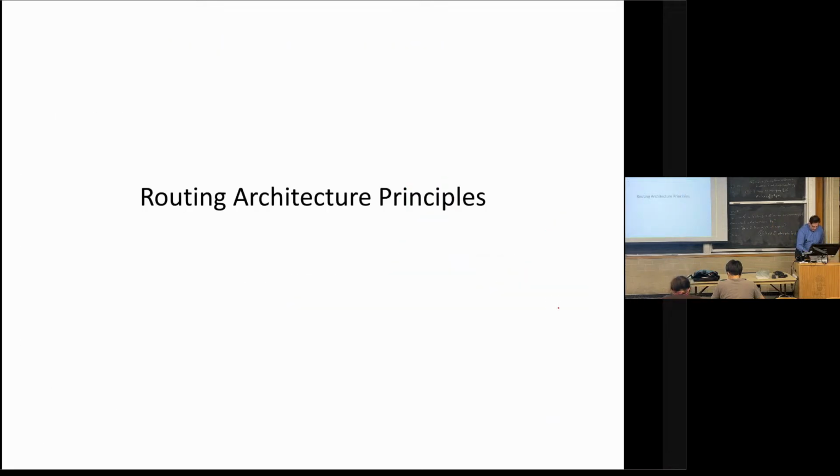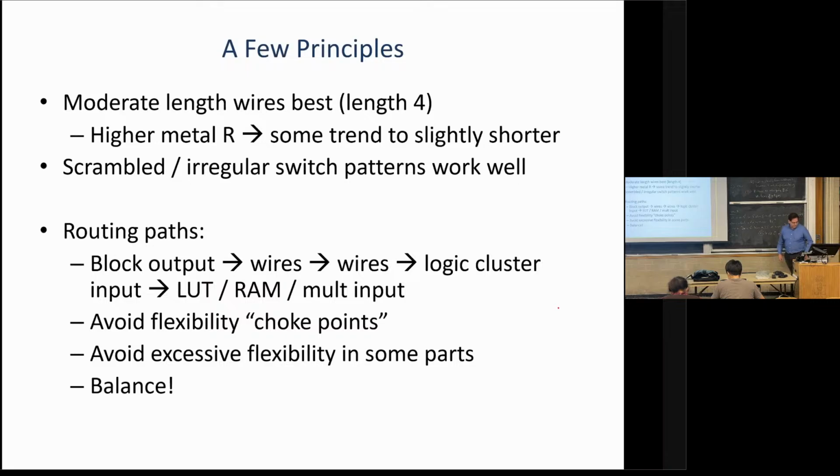Okay, so a few more routing architecture principles. So moderate length wires are kind of your workhorse. So length 4 has been a very good length of wire to use for a long time. Metal resistance is gradually going up per logic block, which means there's some trend in the most recent chips to have your workhorse wires be a bit shorter. But if you were to take a guess of what's a good routing wire length, 4 is pretty good.